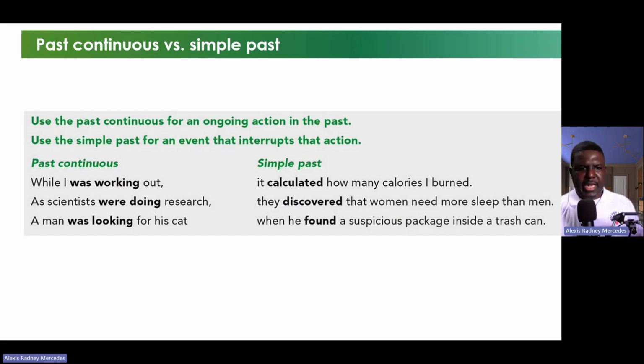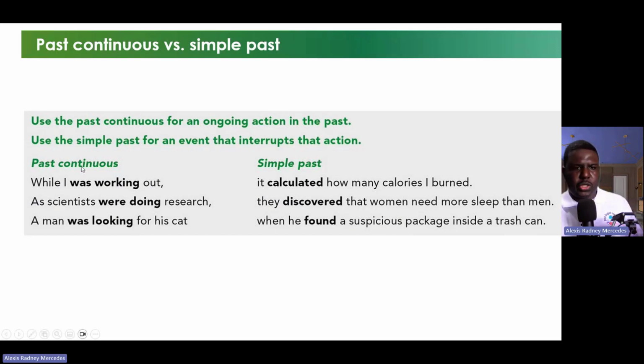Very good. Now let's go to the second one. As scientists were doing research, they discovered that women need more sleep than men. Number three, a man was looking at his cat when he found a suspicious package inside a trash can. Very easy, guys.